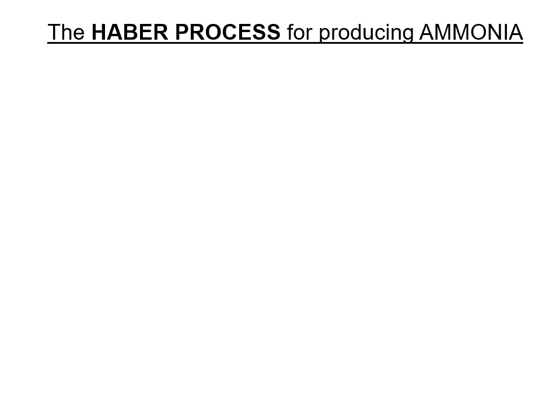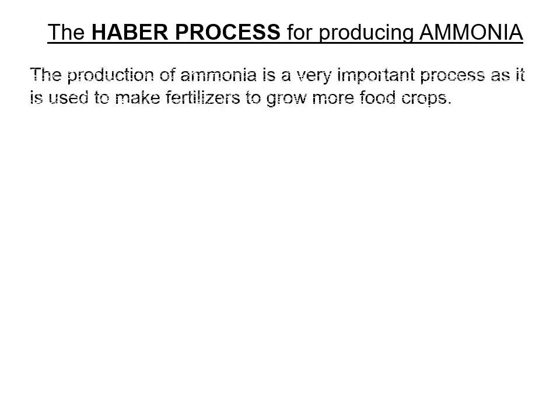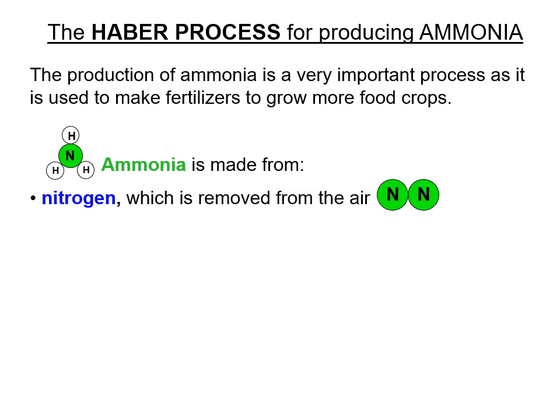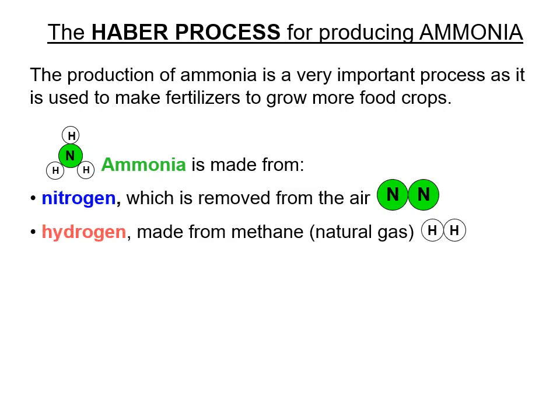The Haber process for producing ammonia. The production of ammonia is a very important process as it is used to make fertilizers to grow more food crops. Ammonia is made from hydrogen and nitrogen. Nitrogen, which is removed from the air. Hydrogen made from methane, natural gas.